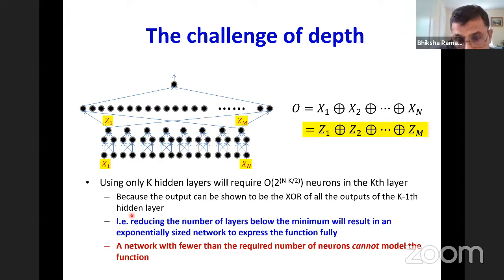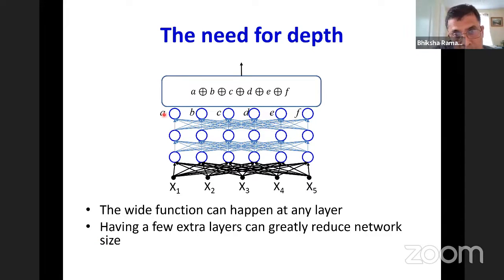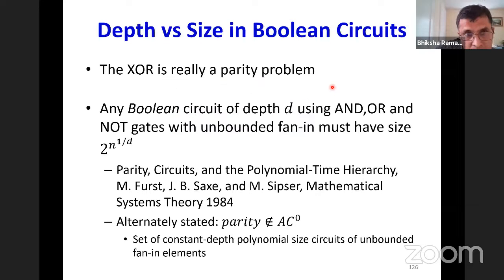So reducing the number of layers below the minimum will result in an exponential size network to express the function fully. A network with fewer than the minimum number of layers cannot model the function without many more neurons, and the number of neurons required is going to depend on the depth of the network and can increase exponentially as the depth of the network decreases. So deep Boolean MLPs that scale linearly with the number of inputs can become exponentially large if recast using only one layer. And it gets worse. You can have some very complex function which eventually becomes an XOR of some variables. At that point, you need further depth. If you try to terminate the depth from that point on, you will get an exponential blow up in size. So having a few extra layers can greatly reduce network size and the number of parameters.